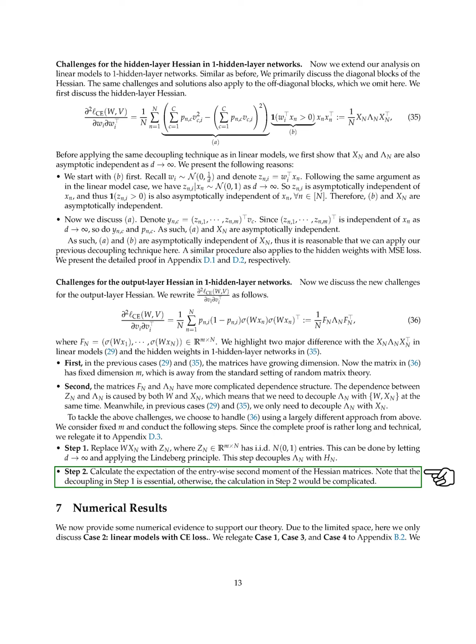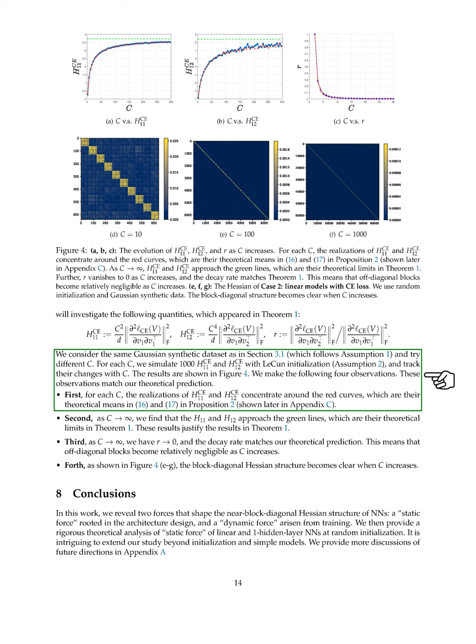Now, we present numerical evidence to support our theory, focusing on case 2, linear models with cross-entropy loss. We will explore quantities from our theorem using a Gaussian synthetic dataset and varying parameters. For each parameter, we simulate multiple instances with specific initialization and track their changes. Our results reveal 4 key observations that align with our theoretical predictions.